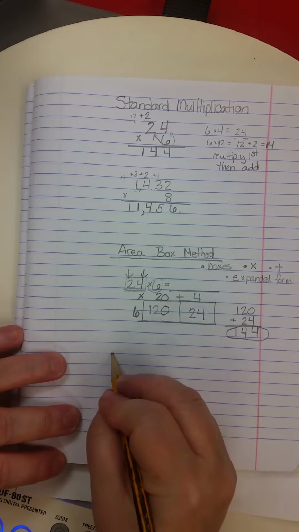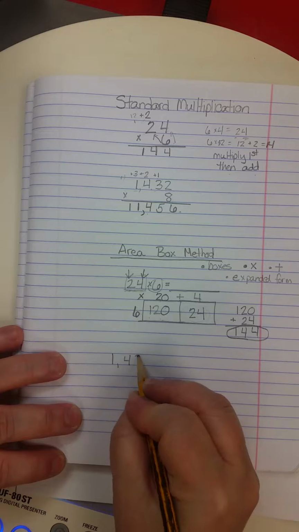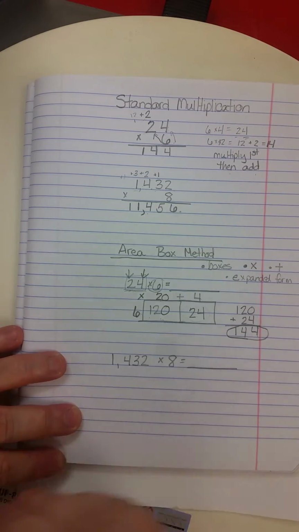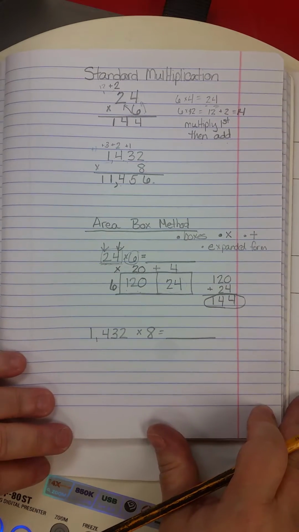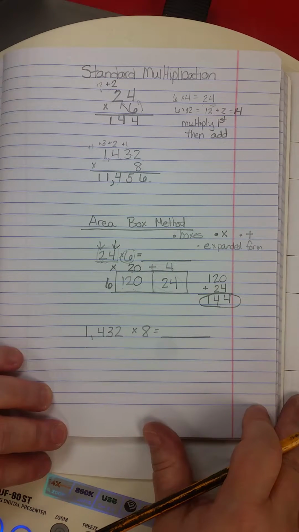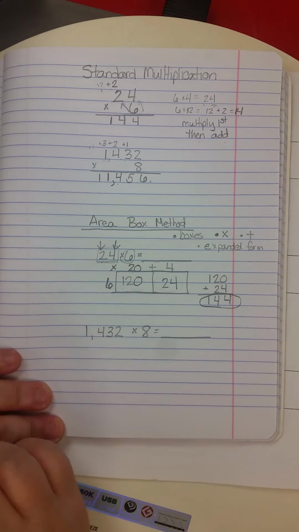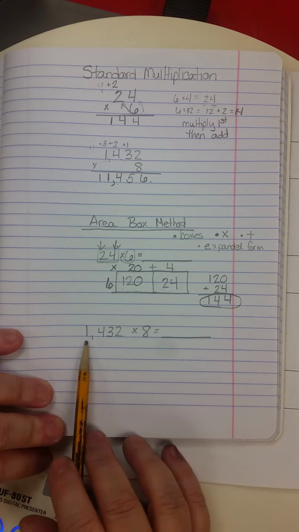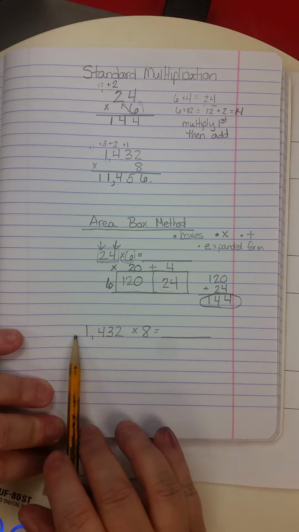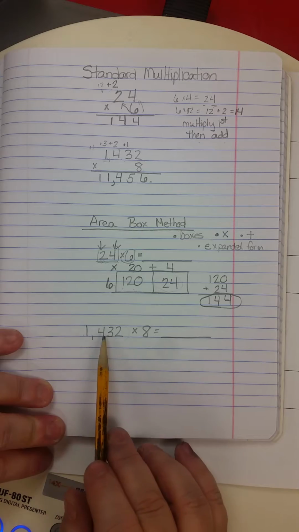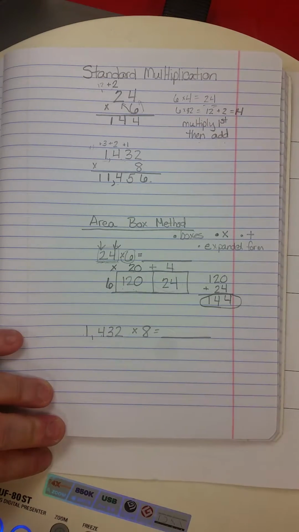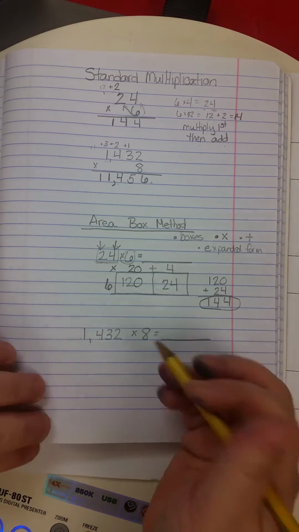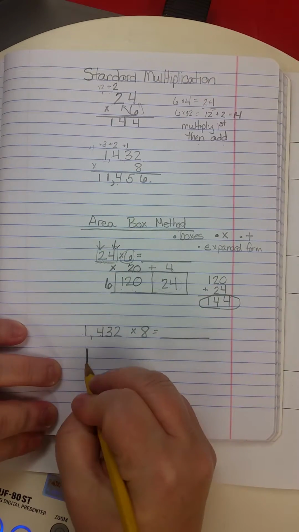So we're going to do one more practice problem, but this time we're going to do that big number we did before, 1,432 times 8. Okay. Now, you might be saying, oh, huge number. There's no way I can do this. Yes, you can. We know the steps. Step 1, how many digits are in that big number? Okay, this is our bigger number. 1 digit, 2 digit, 3 digit, 4 digit. All right, so 4 digits means I need 4 boxes.